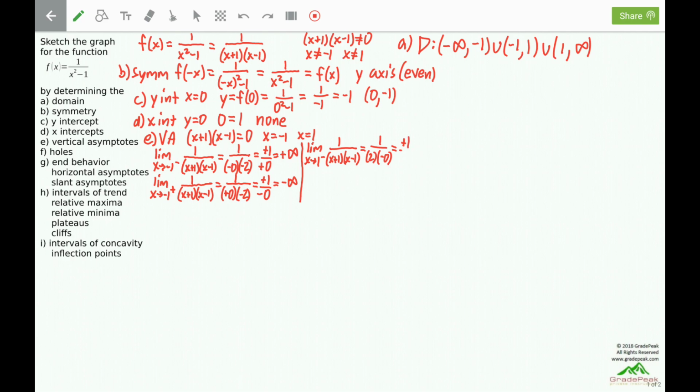The numerator is a positive 1. In the denominator, we have a positive times a negative, which is a negative, and 2 times 0, which is a 0. Positive over negative is negative. Non-zero over 0 is an infinity. We can also determine the behavior on the right side of the x equals 1 vertical asymptote by taking the limit as x approaches 1 from the right side of the factored version of the function.